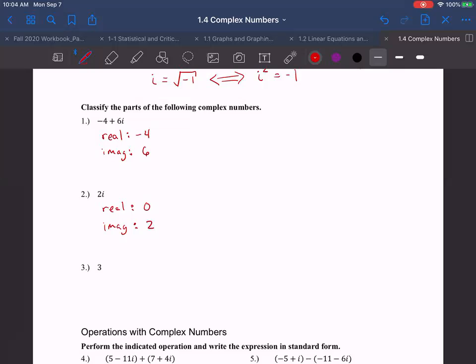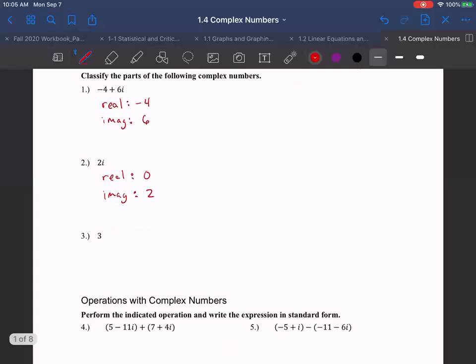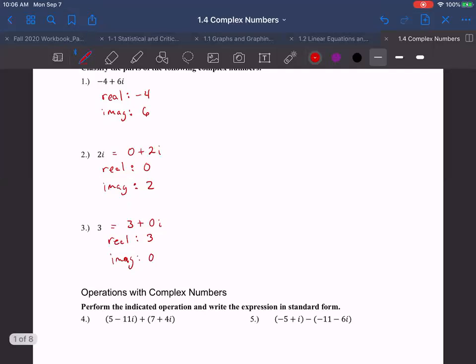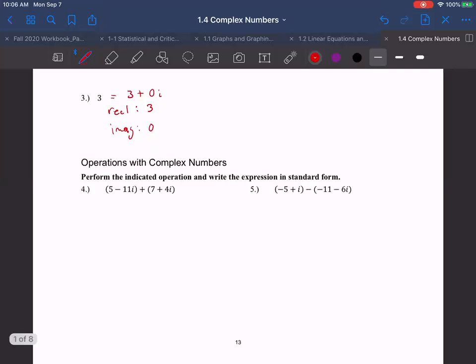So take a moment real quick and see what you think are the real and imaginary parts for the very next one. So when we look at this one here now, we've got a real part of 3 and an imaginary part of 0. And basically what this means is, for number 2, we could have written this as 0 plus 2i, and for number 3, we could write that as 3 plus 0i. And so the idea is we can always write any complex number or any number in that standard form, a plus bi.